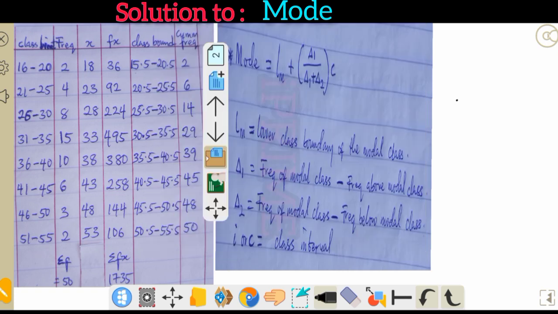I wrote Lm plus, open bracket, d1 over d1 plus d2, close bracket, then C. Now I've told you what each of them represents as a symbol here. So I'm writing equal to here, so I'll be able to bring them out at the end of the day.